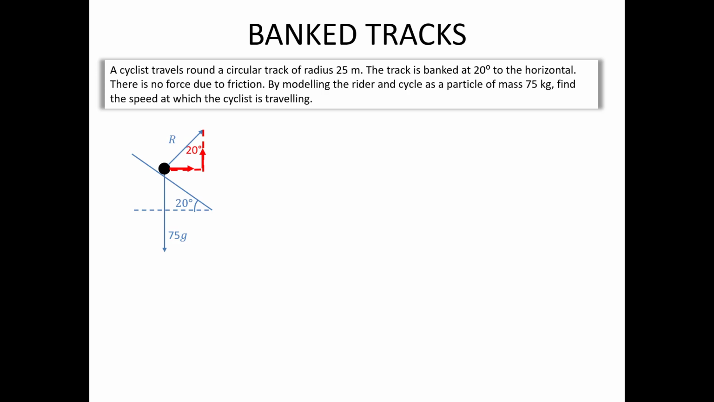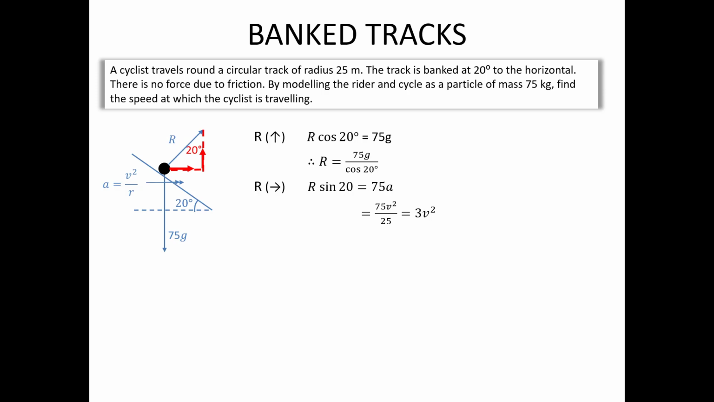First I resolve vertically. I can rearrange that equation to get R equals 75g over cos 20. And then I resolve horizontally using the fact that I know F equals ma. So I get R sine 20 equals 75a, but I know a equals v squared over r. v I don't know, but r I certainly do. So I can write this equation as R sine 20 equals 75v squared over 25. I can now combine these two equations to get 3v squared is 75g over cos 20 times sine 20.